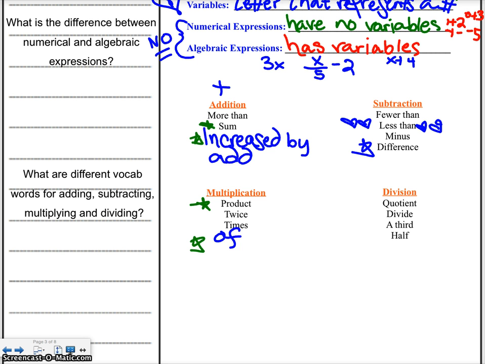Okay, vocab words with division. Quotient, divide, a third, half. What do you think is most popular? Tell someone next to you. Leah, what do you think? Quotient is the most popular. Heck yeah, quotient is the most popular vocab word for your age group. Okay? The quotient of a number and 5 would be like x divided by 5. Okay? You don't use this anymore, not at your age, no. Division is a fraction. Okay? Yeah, fractions are great. All right, next page.